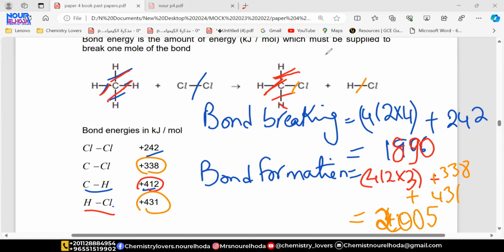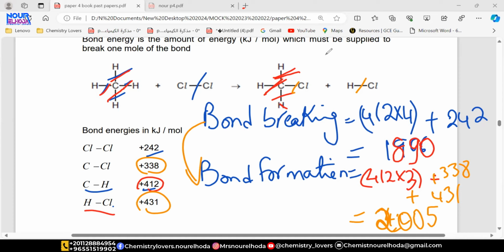Okay, then the last step, what are you going to do? You're going to minus. Exactly, but minus. You will subtract reactants minus the products. So bond breaking, I don't take a big minus a small. No, I do bond breaking minus the bond formation.